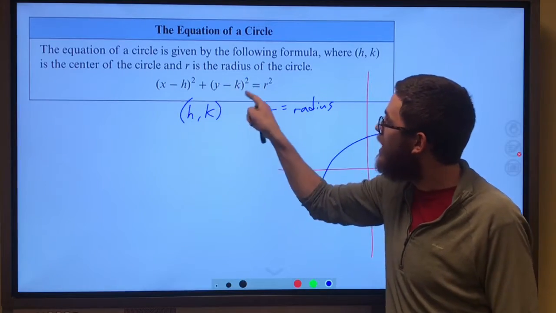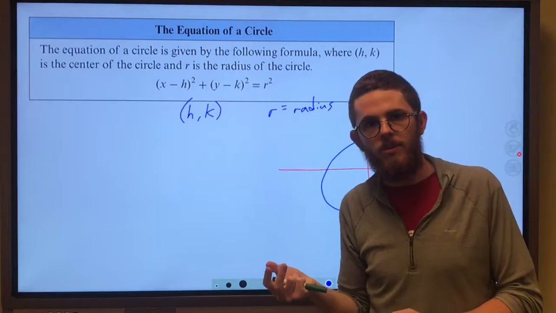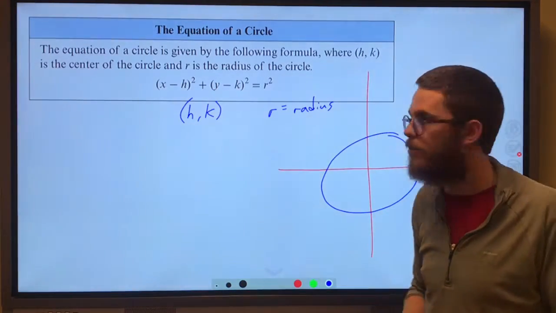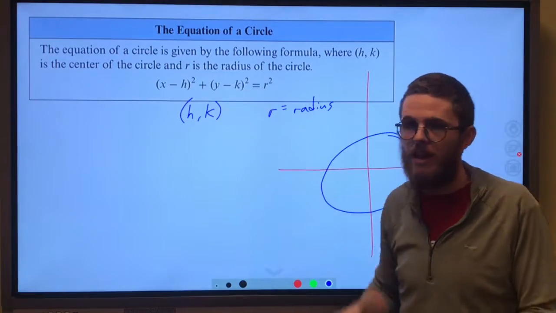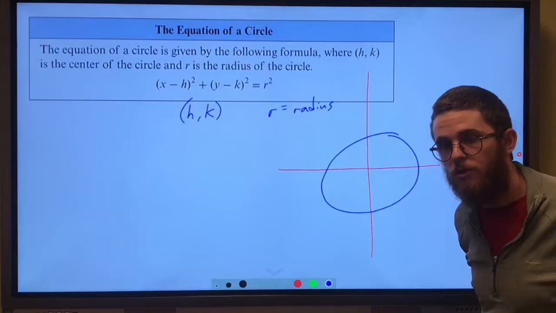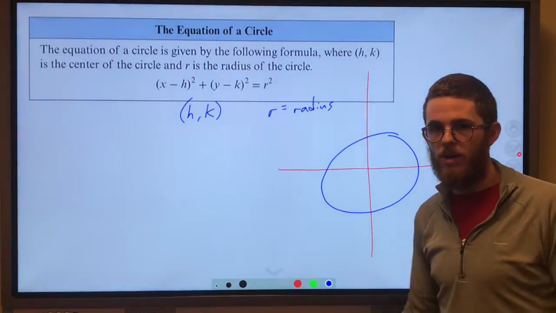(h, k) is minus h and minus k, so they're going to appear like the opposites. If it says minus 3, that means the h value would be a positive 3. If it said plus 4, the k value would be a negative 4. And this equals r squared, so we need to take the square root of that number by itself to find the radius.